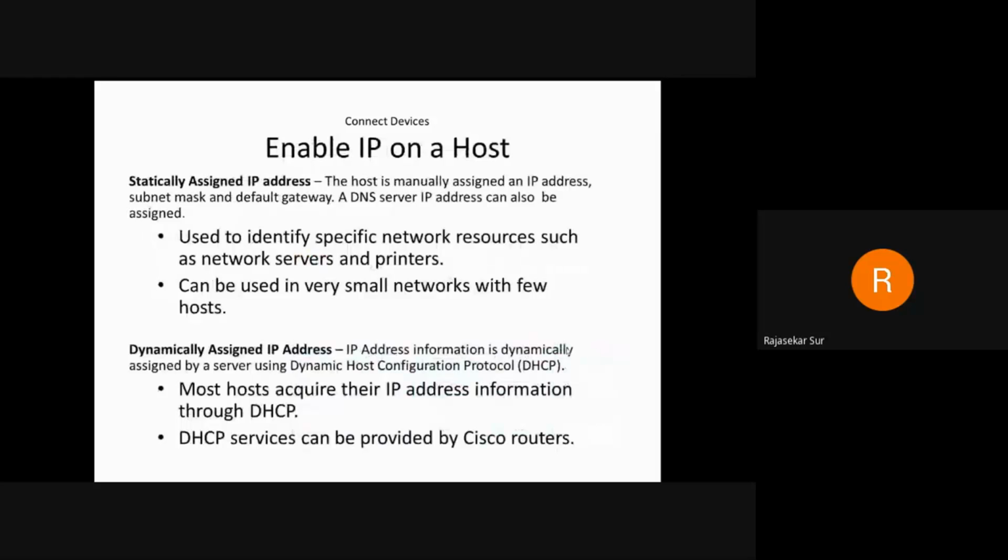Now, the next one is IP addressing. From this part, I'm not going to teach, I'm going to do it as a lab. If I do it as a lab, you can understand very easily. So we are going to enable IP. That means we are going to give the IP address to your computer. So what are the different methods available for giving the IP address to the computer? Everything we are going to discuss now.